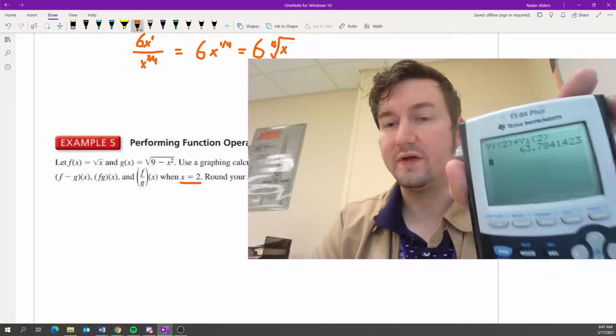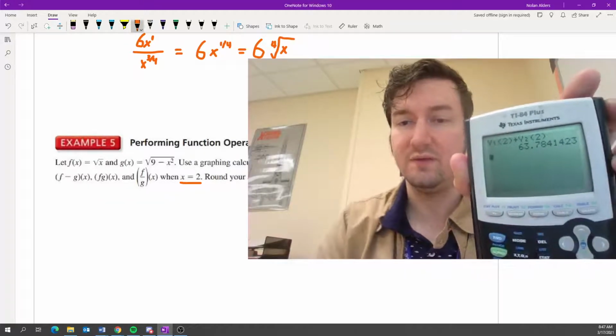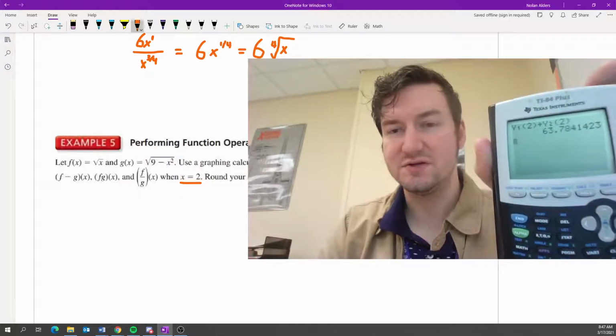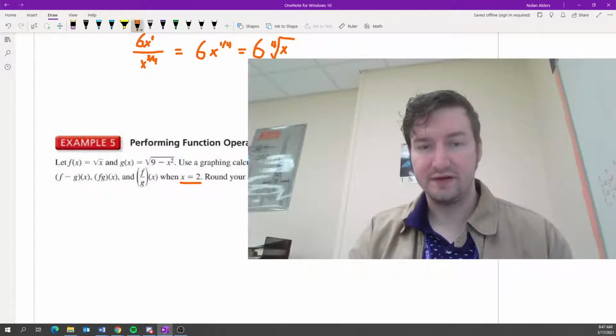You can do this with addition, subtraction, multiplication, and division. All you're going to change is the little plus in the middle to suit whatever operation you're trying to do. But that's how you can do this on your calculator, guys.